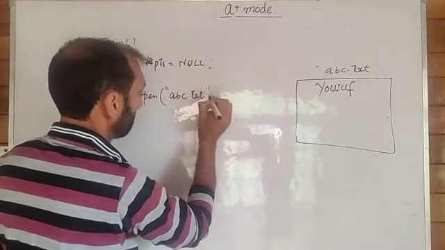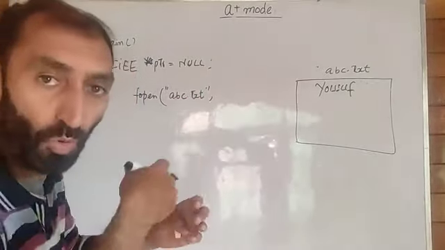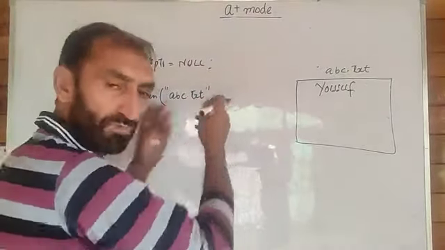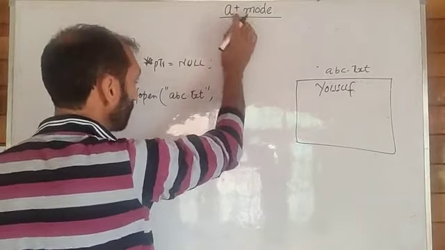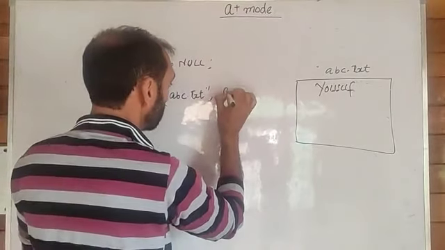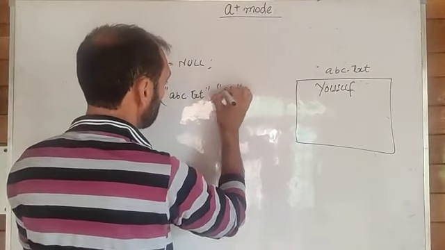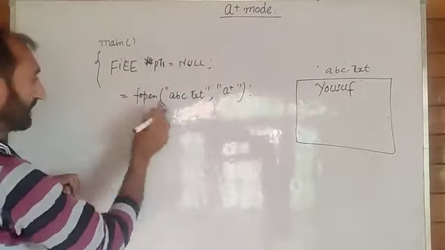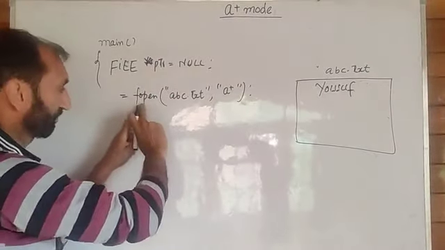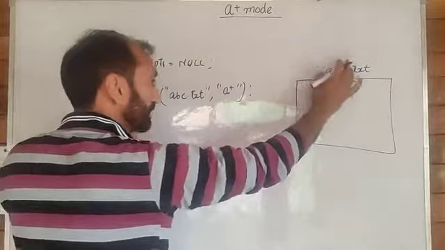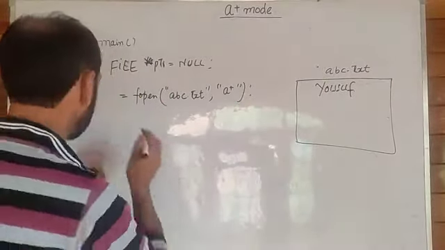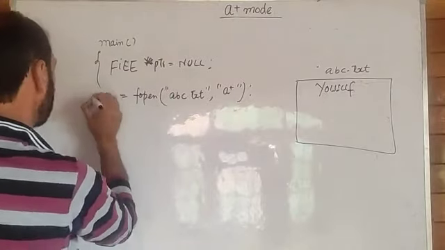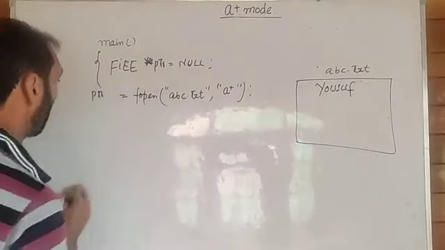abc.txt. And in which mode do I want to open it? Here I have to specify the mode in which I want to open it, because we are going to discuss A plus mode. So the mode is A plus. This fopen function will open the file and return a pointer, the address, and that will be stored in PTR.